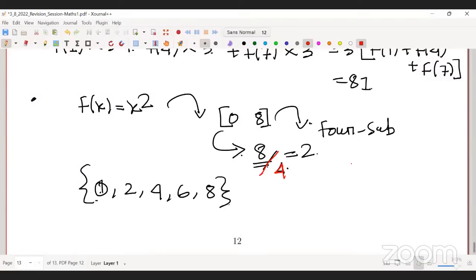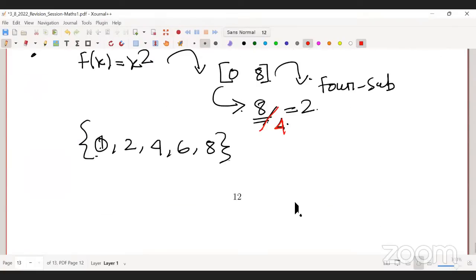So the length of each sub interval is 2. Then we have to create 4 sub intervals of equal length out of this interval 0 to 8. So the obvious choice is you take 0, then 2, then 4, then 6, then 8. So now we have 4 sub intervals.